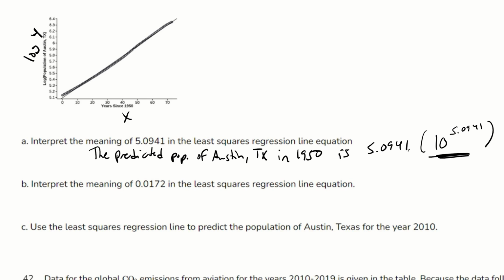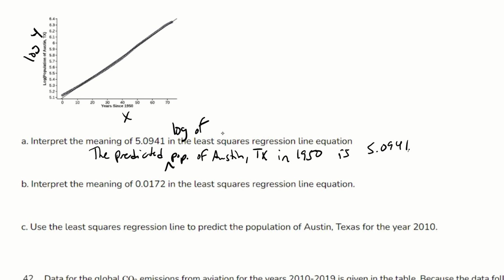Interpret the meaning of 0.0172. So I guess I should say the predicted log of the population. The log of the population is 5.0941, which means that the actual population is going to be predicted to be 10 to the 5.0941 power. So we'll just include that.